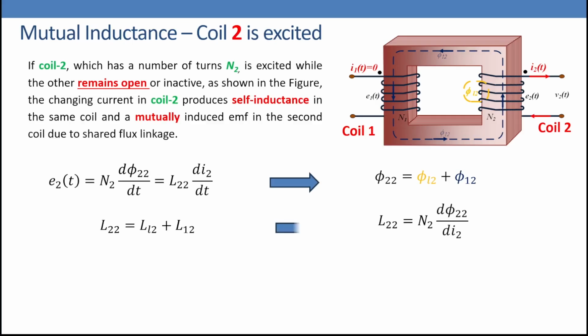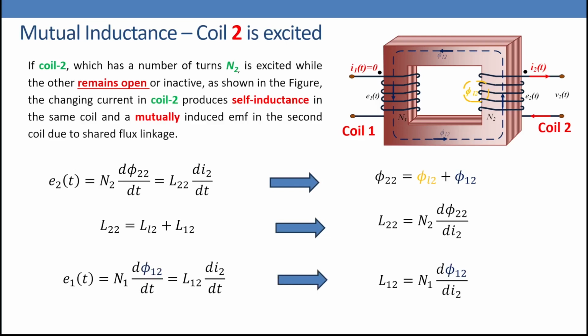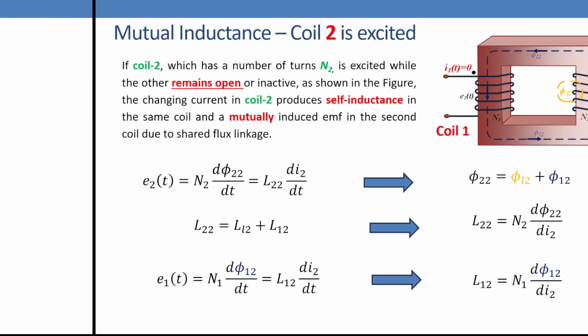But what about the mutual? L22 equals L leakage 2 plus L12, and L22 equals N2 dφ22 by di2. The voltage induced in coil number 1 will be N1 dφ12 by dt, which equals L12 di2 by dt. What's L12? N1, the number of turns of coil number 1, due to the current I2. So L12 equals N1 dφ12 by di2.